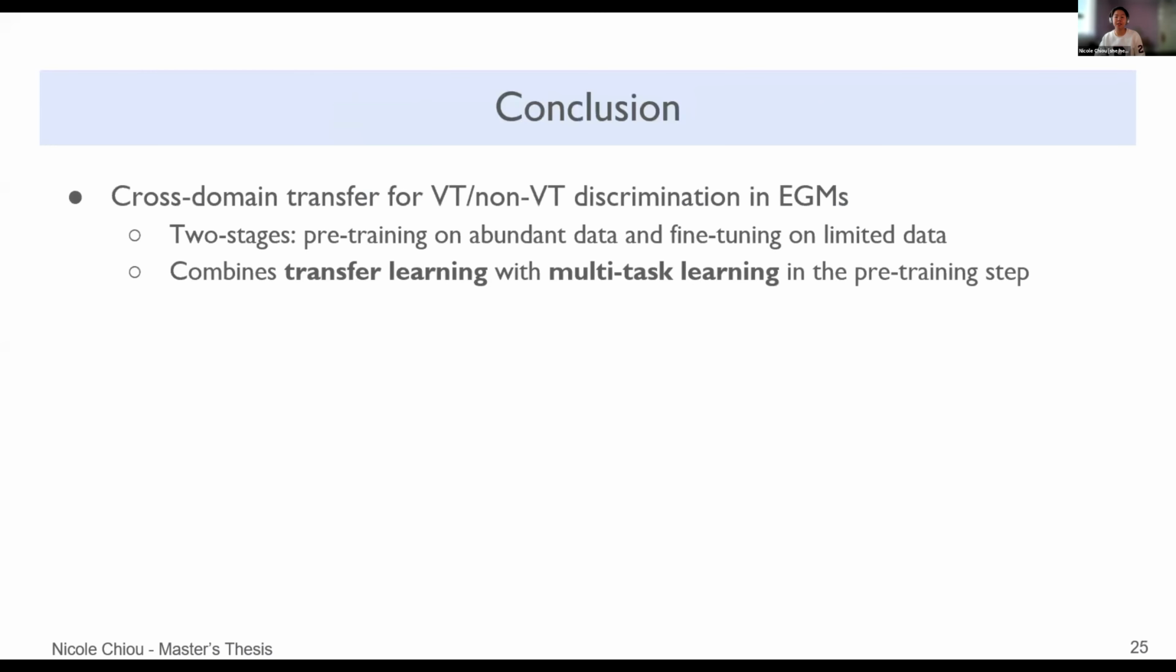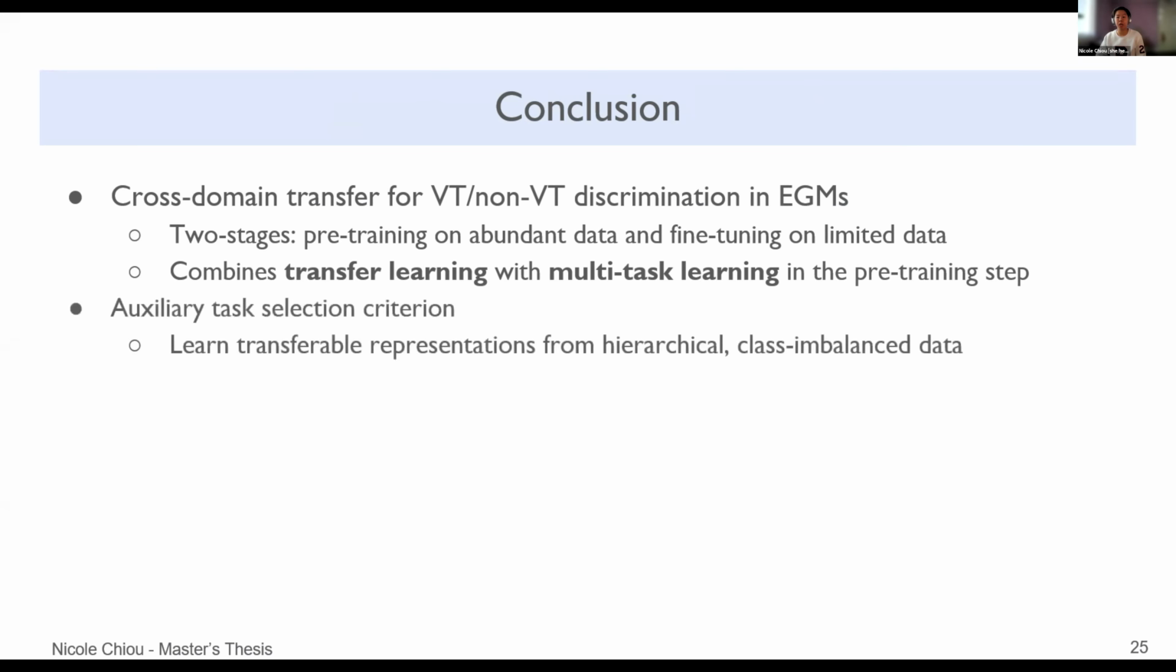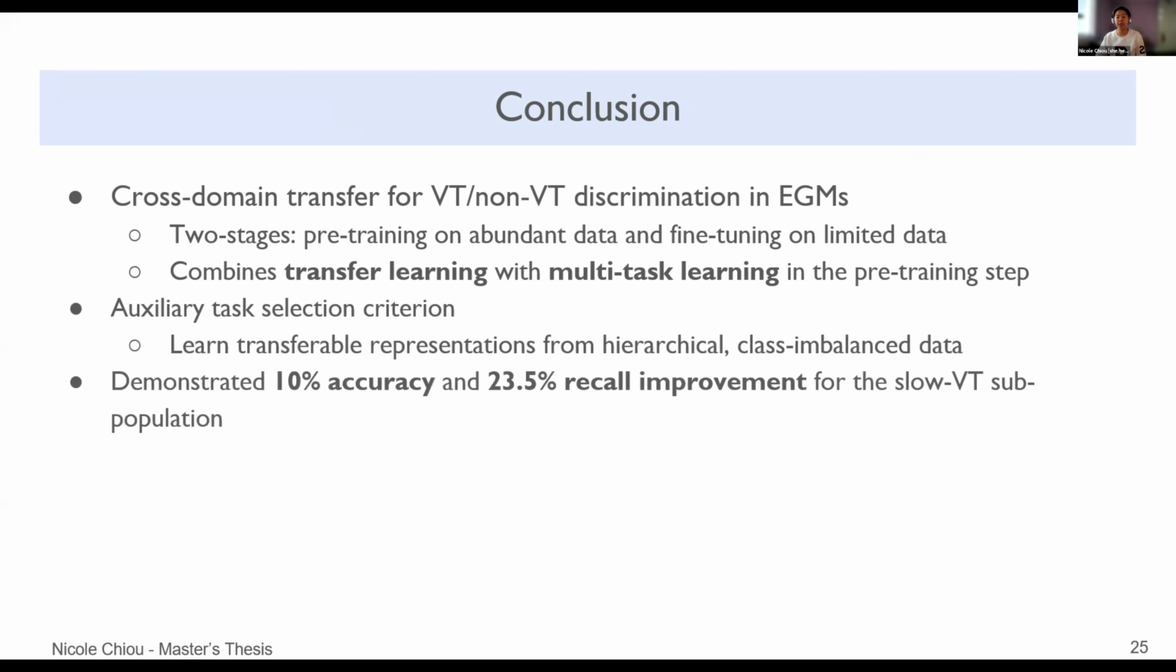In conclusion, this thesis combines transfer learning and multitask learning techniques to develop a two-stage cross-domain transfer learning method for the discrimination between VT and non-VT in electrogram signals. It proposes an auxiliary task selection criterion to aid in learning transferable representations from hierarchical class imbalance ECG data. This work demonstrated that neural approaches have the potential to improve performance on patients whose needs are not met by the parametric clinical trial guidelines, while ensuring safety for the remaining population.